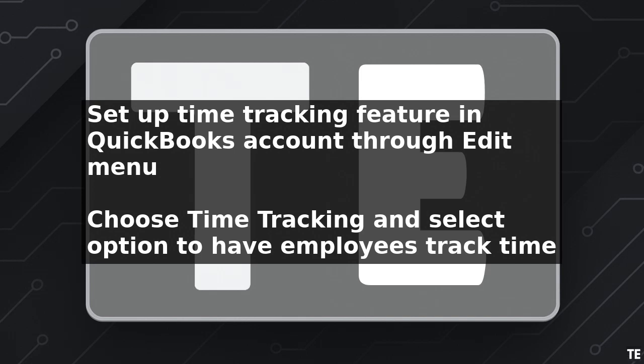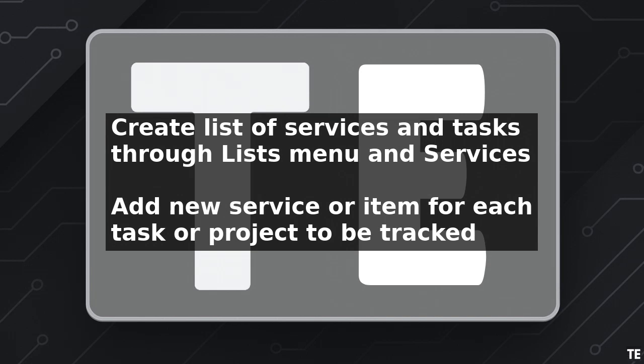Next, you need to create a list of services and tasks that your employees will be working on. This can be done by going to the Lists menu and selecting Services and Items. Then adding a new service or item for each task or project that needs to be tracked.